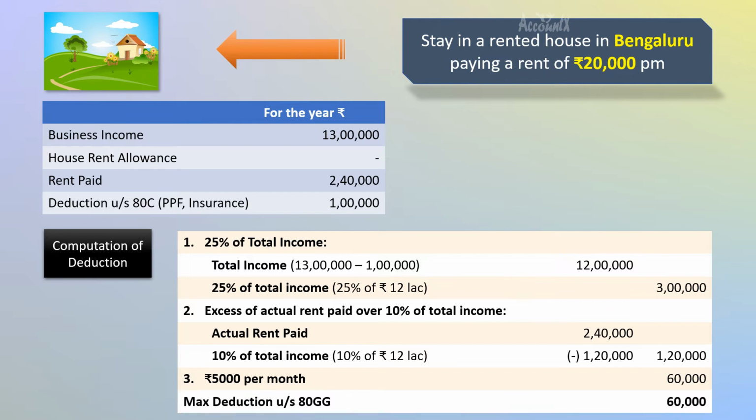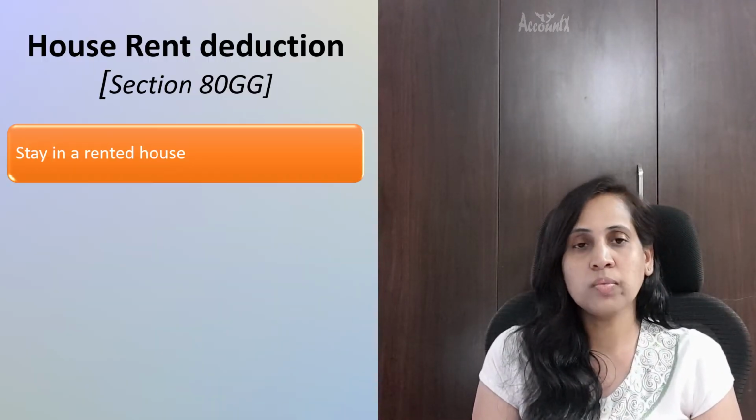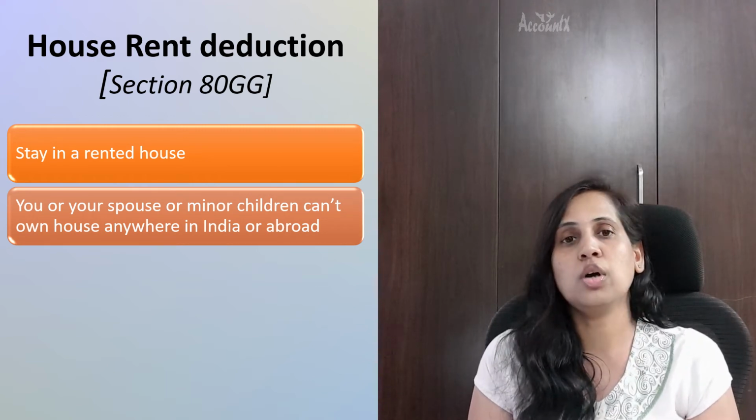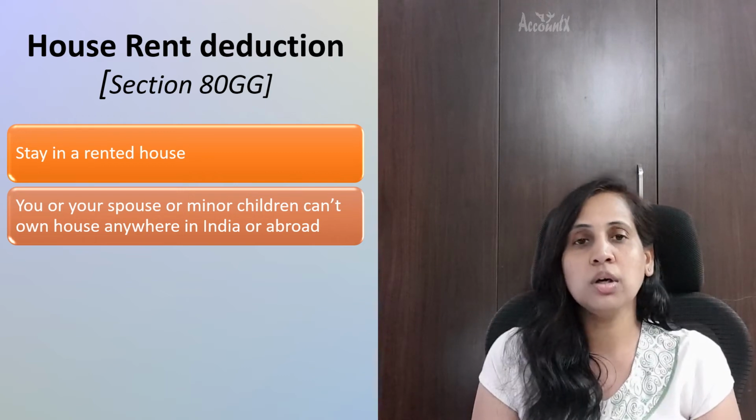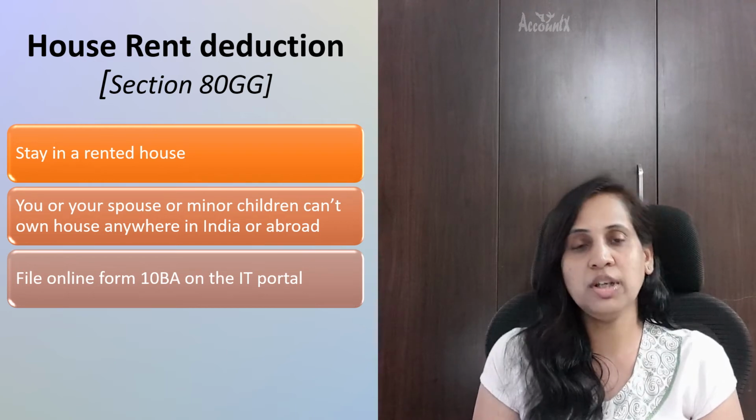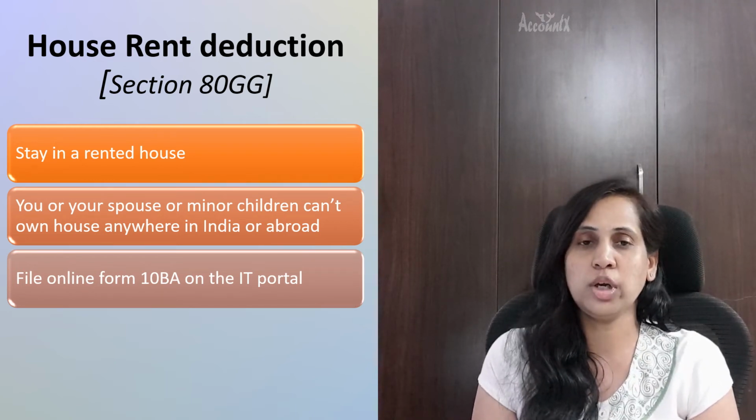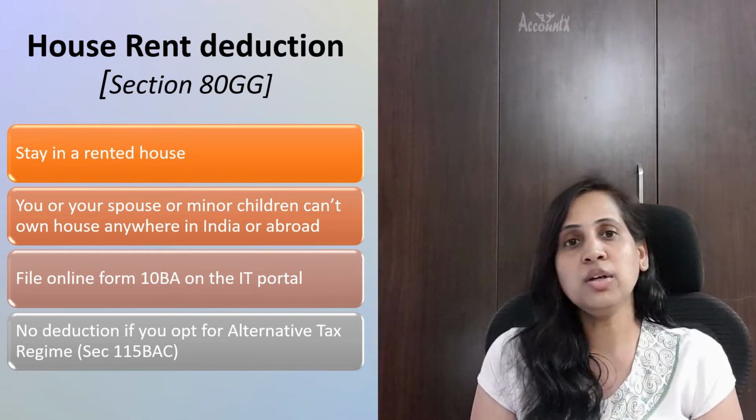So the max deduction that you will be able to avail under section 80GG is the least of the three, that is 60,000 in this case. In order to avail this deduction, you are required to stay in a rented house. You or your spouse or your minor children can't own a house anywhere in India or abroad. You are required to file Form 10BA on the income tax portal. We'll shortly see how to submit Form 10BA on the IT portal. But if you have opted for the alternative tax regime, then you will not be able to avail this deduction.